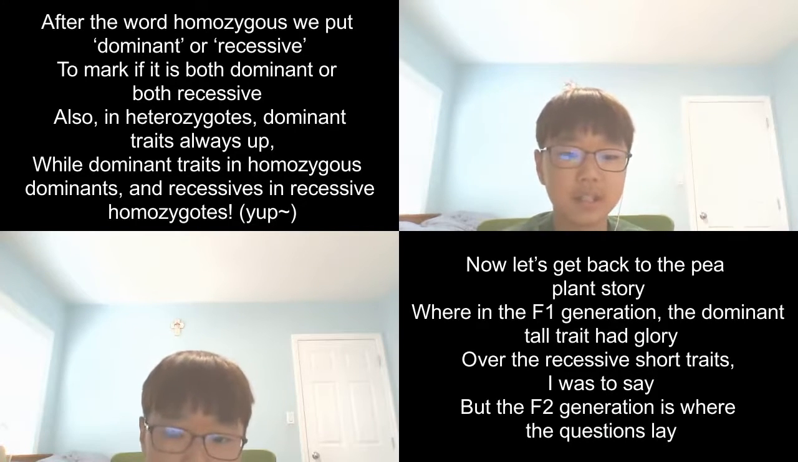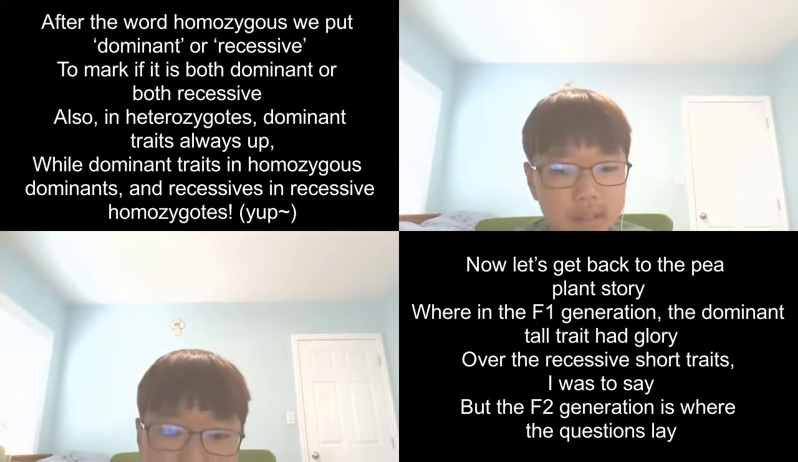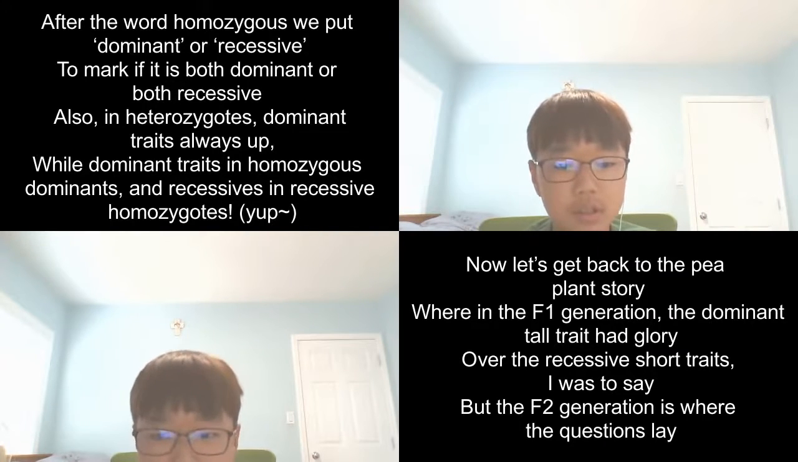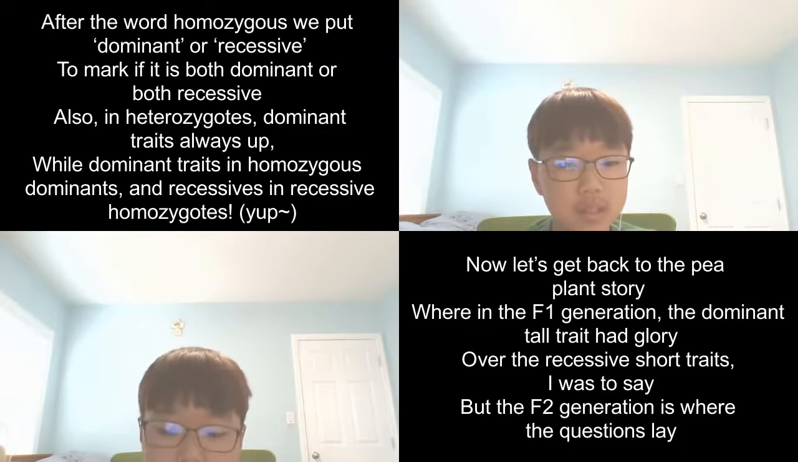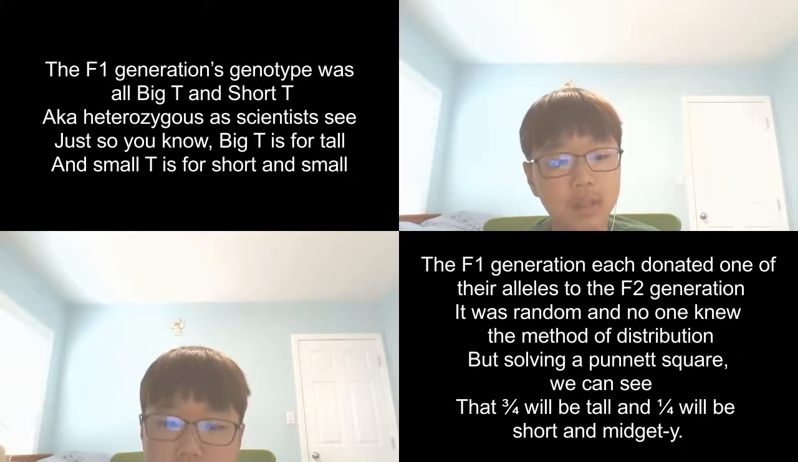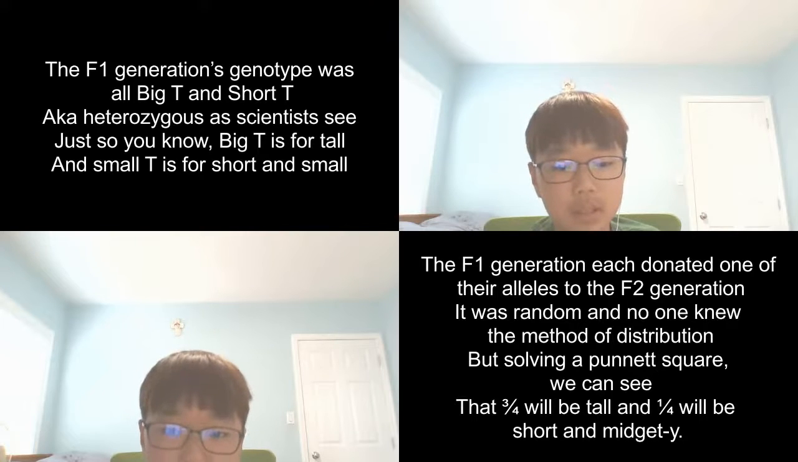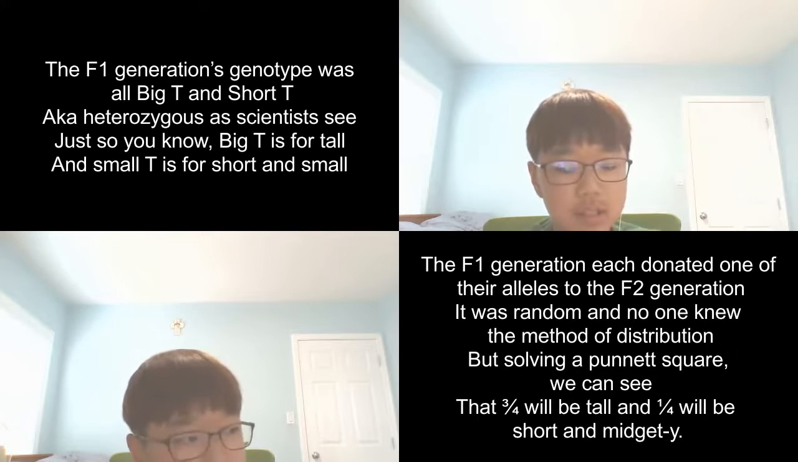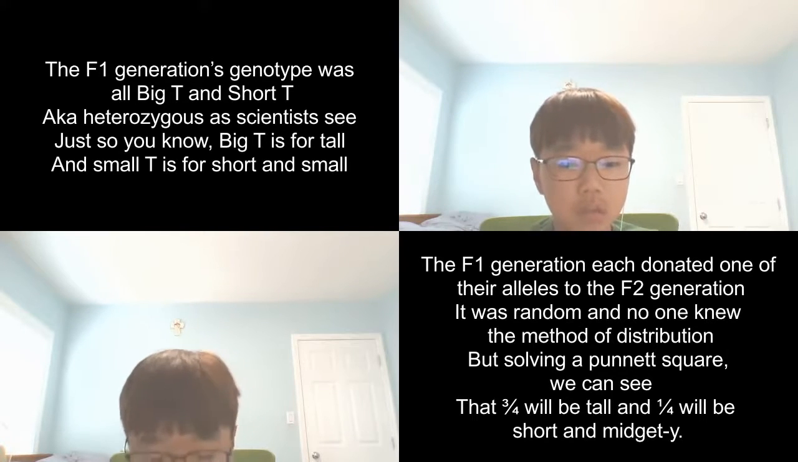Now let's get back to the pea plant story, where in the F1 generation the dominant tall trait had glory over the recessive short trait, but the F2 generation is where the questions lay. The F1 generation genotype was all big T and small t, aka heterozygous, as scientists see. Just so you know, big T is for tall, and small t is for short and small.